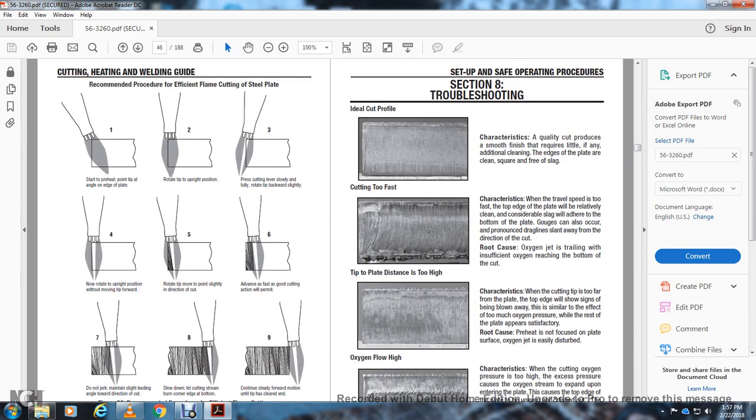Section 8, Troubleshooting. Ideal cut profile. Characteristic: quality cut produced with a smooth finish that requires little if any additional cleaning. The edge of the plate is clean, square, and free of slag.